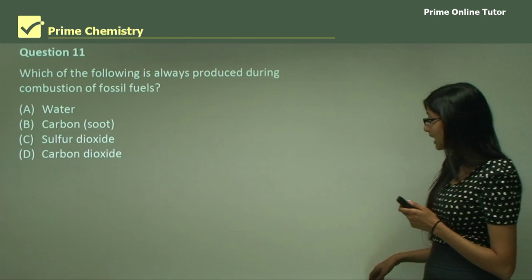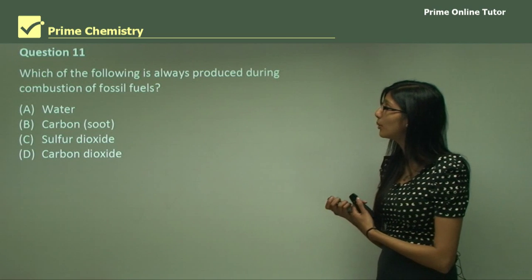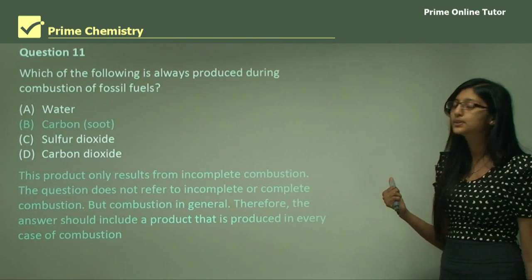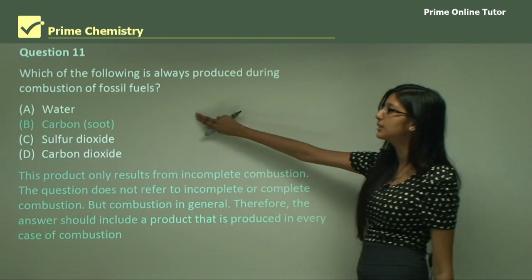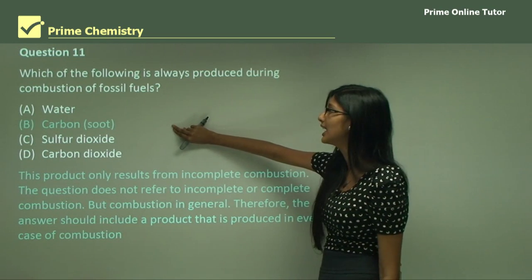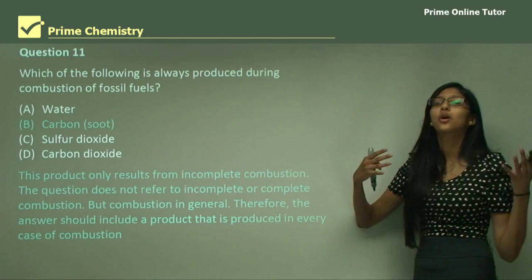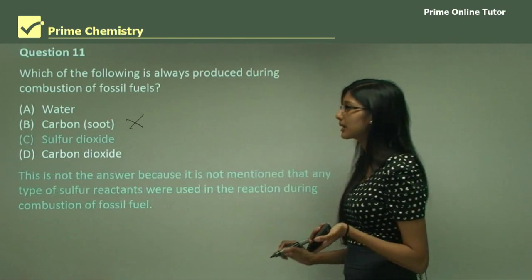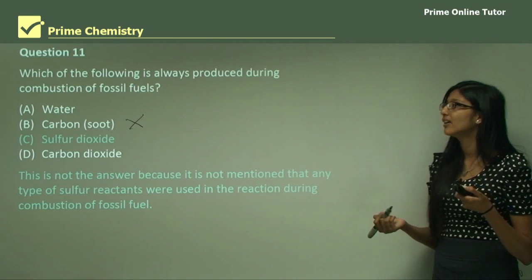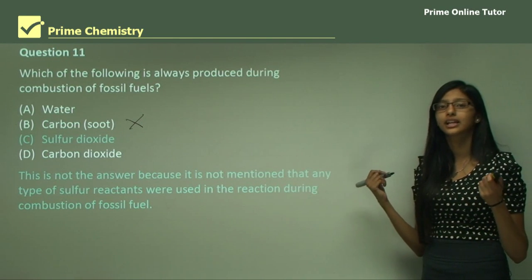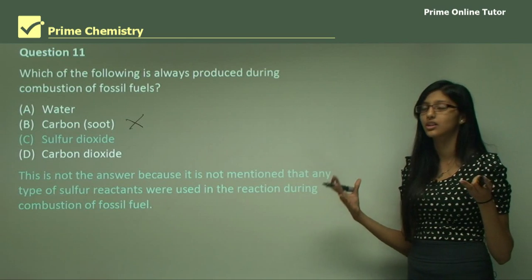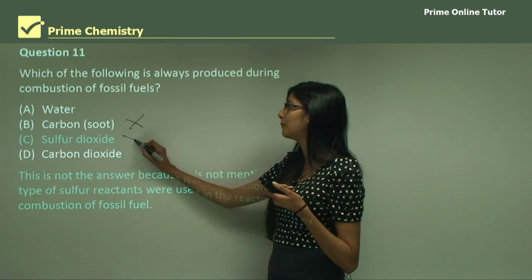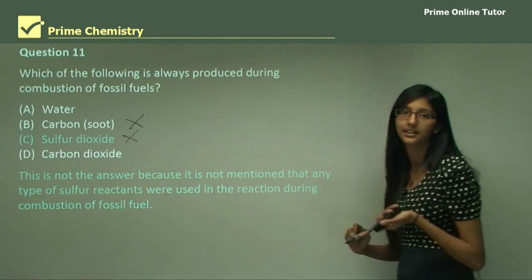Question 11 asks us, which of the following is always produced during combustion of fossil fuel? Now, carbon soot. Carbon soot is only produced in incomplete combustion, and is not produced in all types of combustion reactions, so B is not the answer. What about sulfur dioxide? In this question, they do not mention whether any sulfur reactants were used, so this is not the answer because it is not necessary that all combustion reactions produce sulfur dioxide.